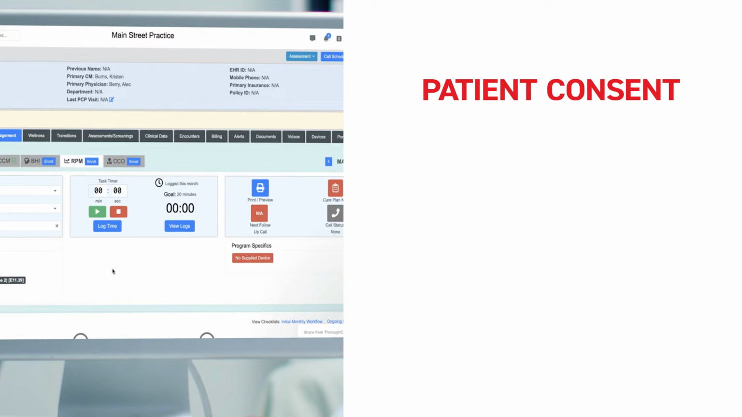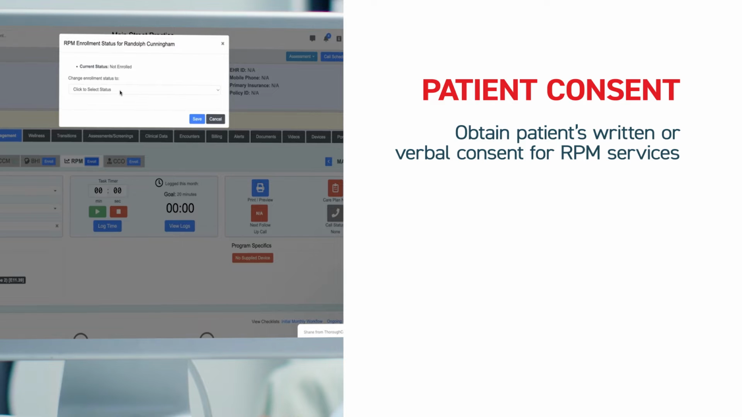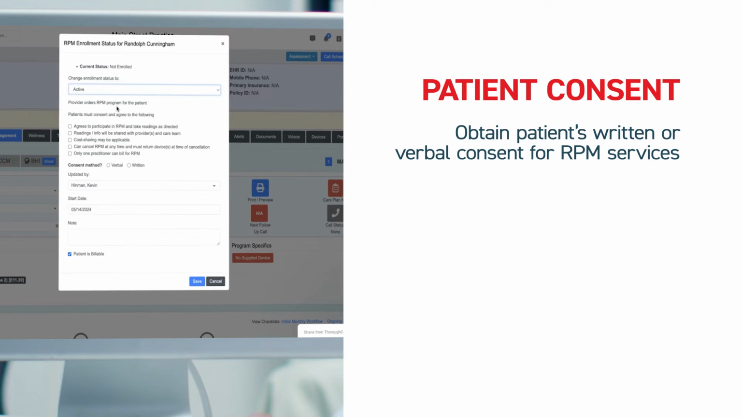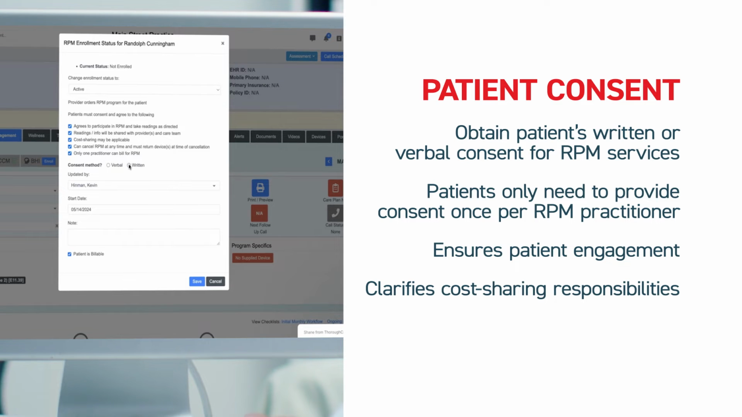Patient consent. It's crucial to obtain the patient's consent, written or verbal, before billing for RPM services. Patients only need to provide consent once unless they switch to a different RPM practitioner. This ensures patient engagement, clarifies cost-sharing responsibilities, and prevents duplicate billing.